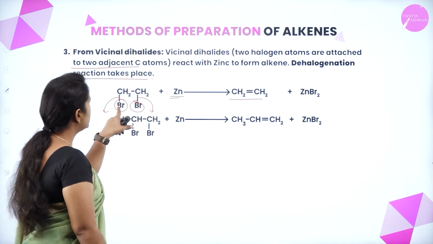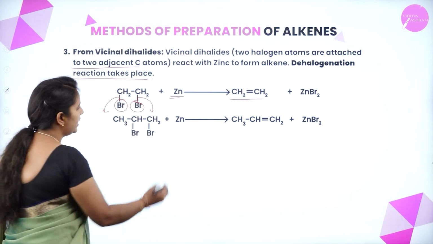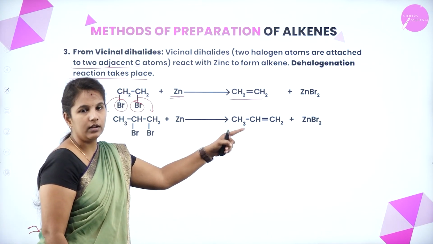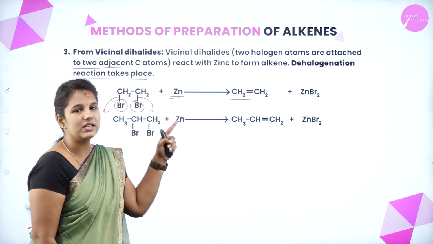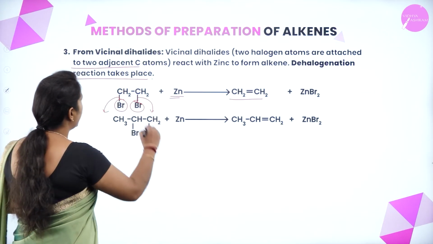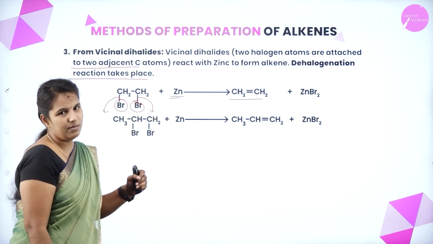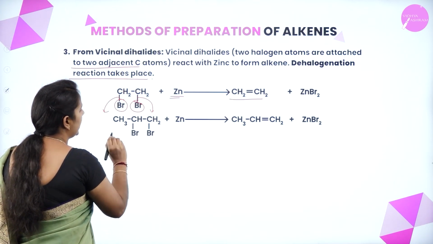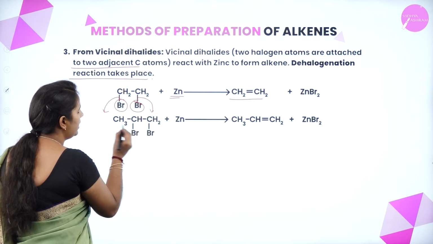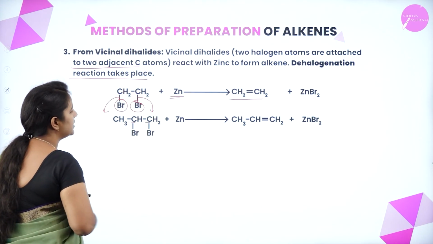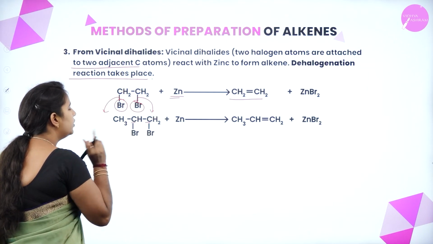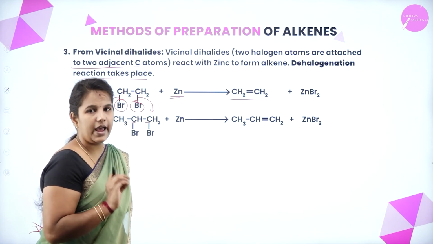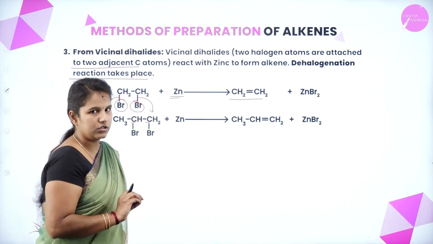Okay, how will this halogen group get eliminated? Because it reacts with the zinc metal and forms zinc bromide. This process is also known as dehalogenation, because the halogen group will get eliminated. Similarly, you can take CH3, CH, CH2, Br and Br. You can see that these two are the adjacent carbon atoms which are having two adjacent halogen groups. Hence, it is known as vicinal halogens or vicinal dihalogens, we can say.